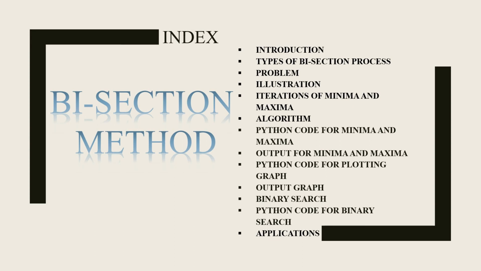These are the topics we are going to see in this entire presentation. First of all, let me go through the topics. Introduction, types of bisection process, problem, illustration of problem, iterations of minima and maxima, algorithm, Python code for minima and maxima, output for minima and maxima, Python code for plotting the graph, output graph, binary search, Python code for binary search, and its applications.